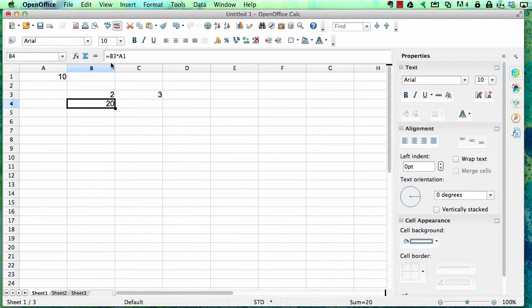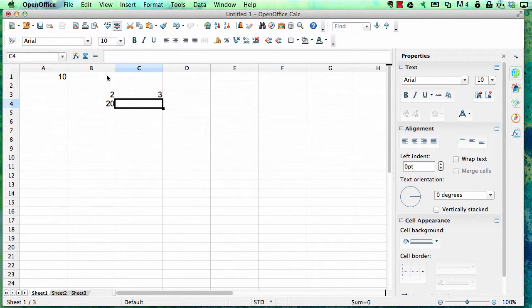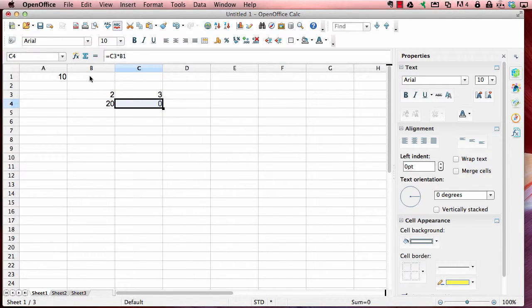So I wrote the formula. B3 times A1 equals 20, so that's correct. Now if I copy it and then paste it in cell C4, you can see it's 0. And if we look at the cell values, C3 is correct, but it's multiplied by B1, and we want it to be multiplied by A1.